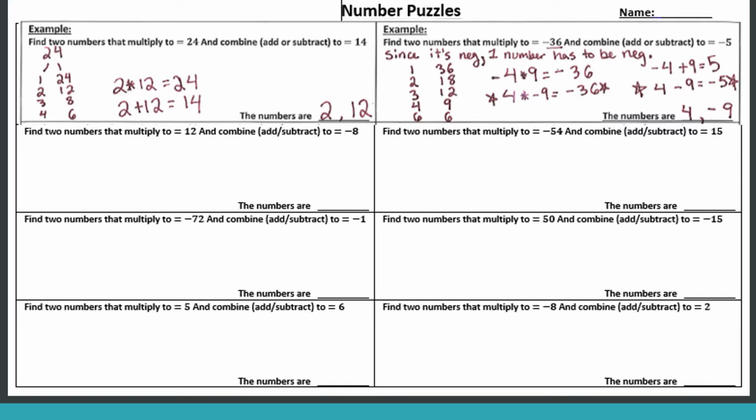So 1 and 36, that's too big. 2 and 18, too big. 3 and 12, we're getting closer. If I subtract them, I get 9. Okay, 4 and 9, I subtract, I get 5. So there it is. I want 5.